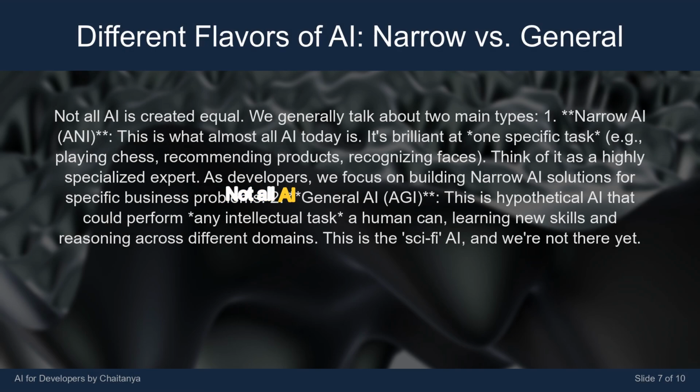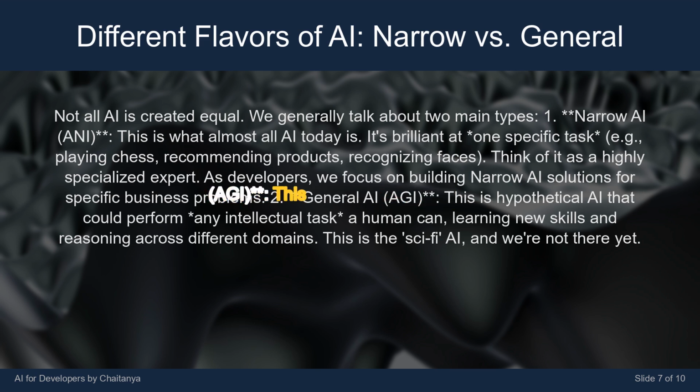Not all AI is created equal. We generally talk about two main types. 1. Narrow AI, ANI. This is what almost all AI today is. It's brilliant at one specific task, e.g., playing chess, recommending products, recognizing faces. Think of it as a highly specialized expert. As developers, we focus on building narrow AI solutions for specific business problems.